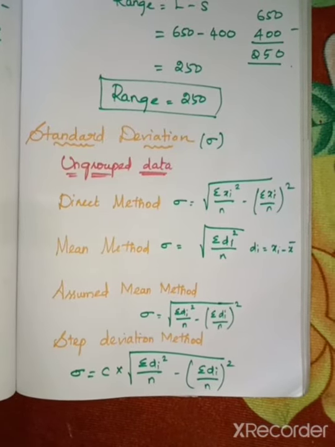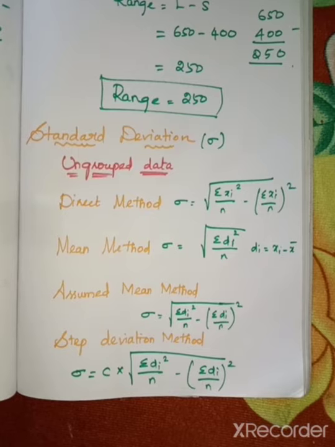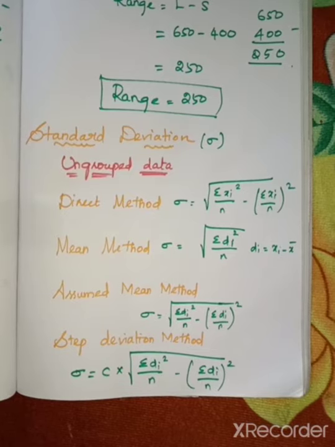Next, we're going to find the standard deviation for the ungrouped data. For the ungrouped data, there are 4 methods: direct method, mean method, assumed mean method, step deviation method. For the grouped data, there are 3 methods: mean method, assumed mean method, step deviation method.